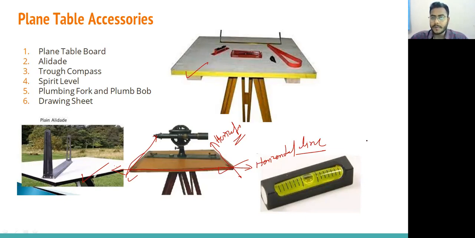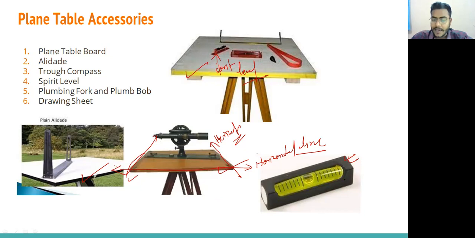So how do we do it using this spirit level? You can see this is the spirit level. We will keep it on the table and see that this bubble is at the center. Once it is centered, we can assume this plane table is on proper level, that leveling has been done. We have to do the leveling very accurately.